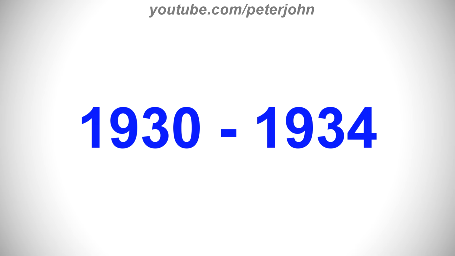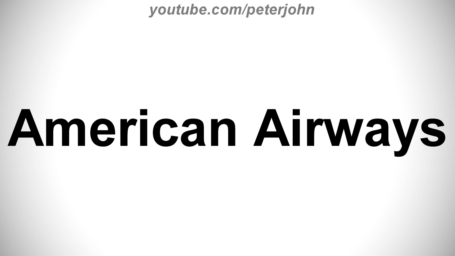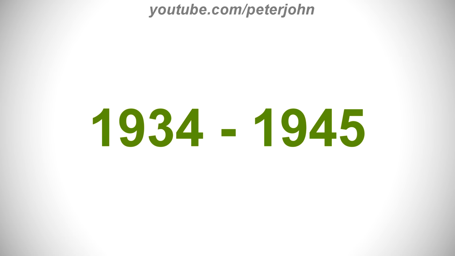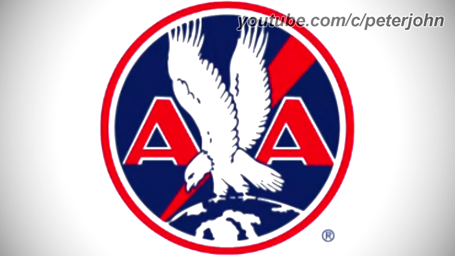1930 to 1934, here we have the logo of the first American Airlines name, American Airways. Unfortunately, I wasn't able to find this logo. 1934 to 1945, they changed its name to American Airlines. There is a blue circle on a white and red outline, and inside it there are the letters of in red text on a white outline, and between the letters there is a red line, and on the line there is a white bird, and under the bird there is a white earth.